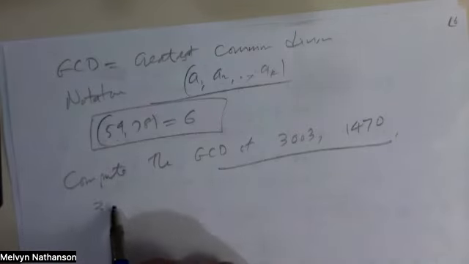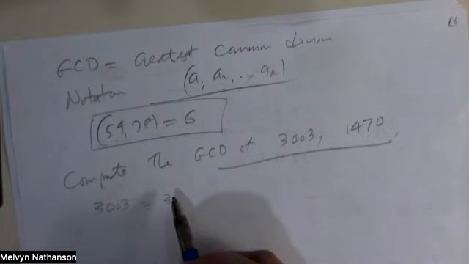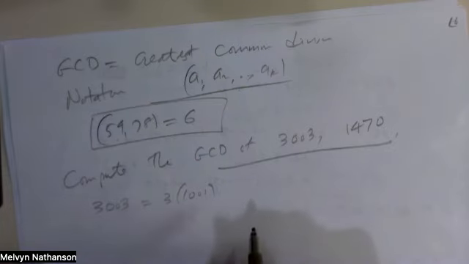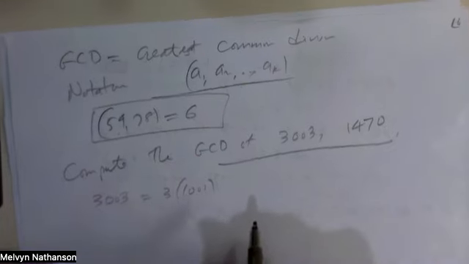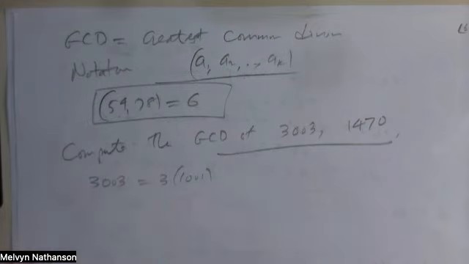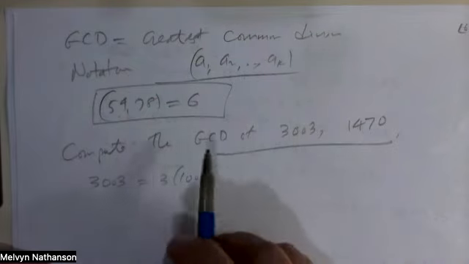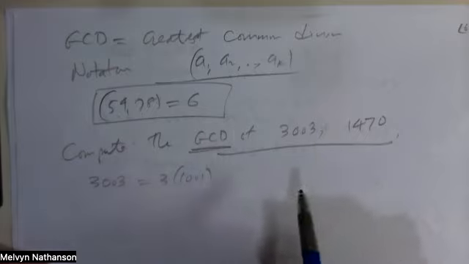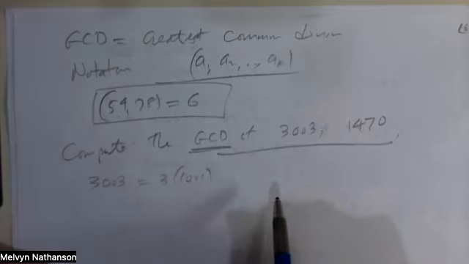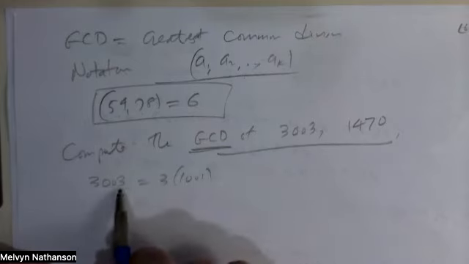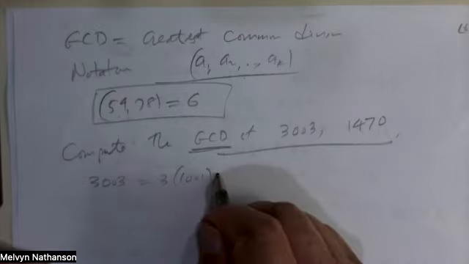Well, let's see, 3003 is 3 times. I got 3. Sorry, did you get a result? Yeah, I got 3 times 1001, and then I got 3 times... well, no, the GCD is a number, so just give me the answer. Yeah, I got 3. Sorry?